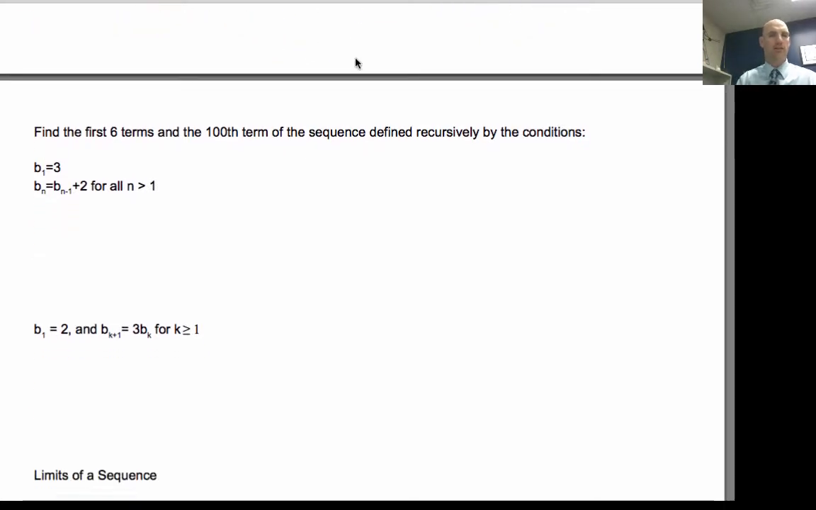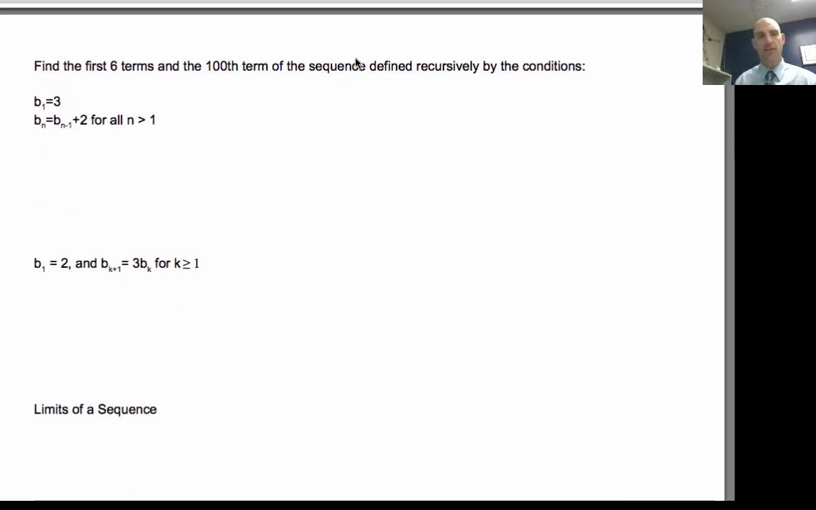So what would that look like? Well, here we go. Same directions: find the first 6 terms and the 100th term of the sequence defined recursively by the conditions. So the first term is 3, so b sub 1 is equal to 3. B sub n is equal to b sub n minus 1 plus 2. So this means this term is defined by the previous term plus 2.